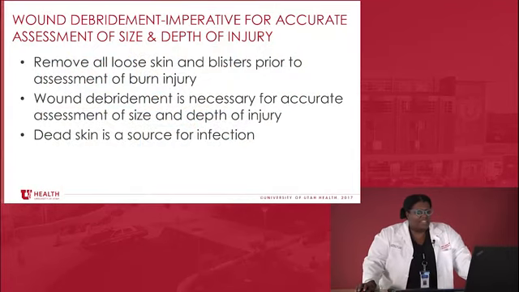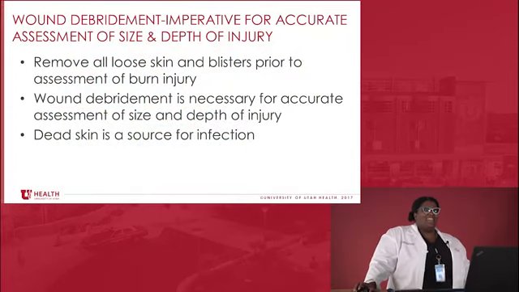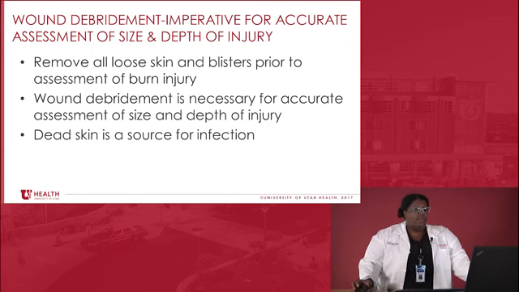Okay, so here's the question we get a lot. What about the blisters? Well, we need wound debridement in order to have accurate assessment of the size and depth of injury. If we don't do that, it's like walking in the dark trying to figure out how to make people better. We just need to remove all the blisters for us to be able to assess and calculate the fluid resuscitation. So wound debridement is necessary for the size and depth. Also, this dead skin is a source of infection, so it's another reason for us to remove it.